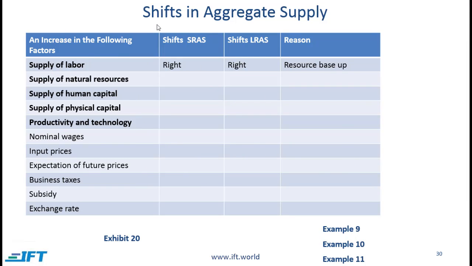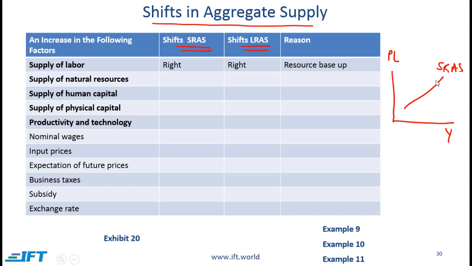We now come to shifts in aggregate supply. And notice that we need to think both about shifts in the short run aggregate supply and shifts in the long run aggregate supply. Just to refresh your memory, we have output on the x-axis, price level on the y-axis, and the short run aggregate supply looks like this. The long run aggregate supply is a vertical line.